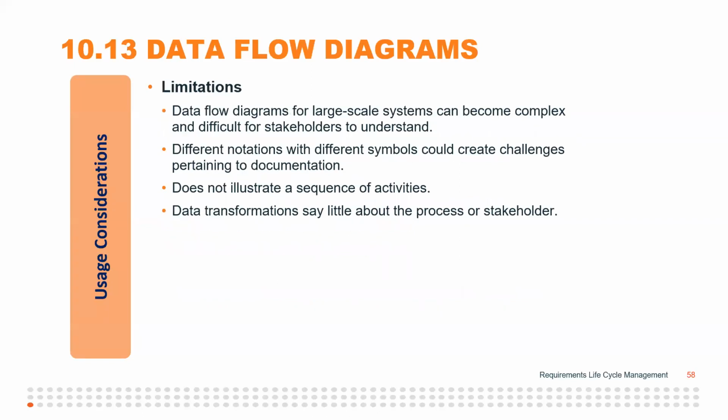Now, the limitations are, if it's a large scale system, your data flow diagram can be really difficult to understand. It might just have too many arrows and lines and stuff like that. And if you have different notations or different symbols with different systems, it can create challenges pertaining to documentation. And it doesn't really illustrate what the sequence of the activities is, and doesn't really say anything about the process or the stakeholder. It's just data transformation, right? So those are the limitations for usage.